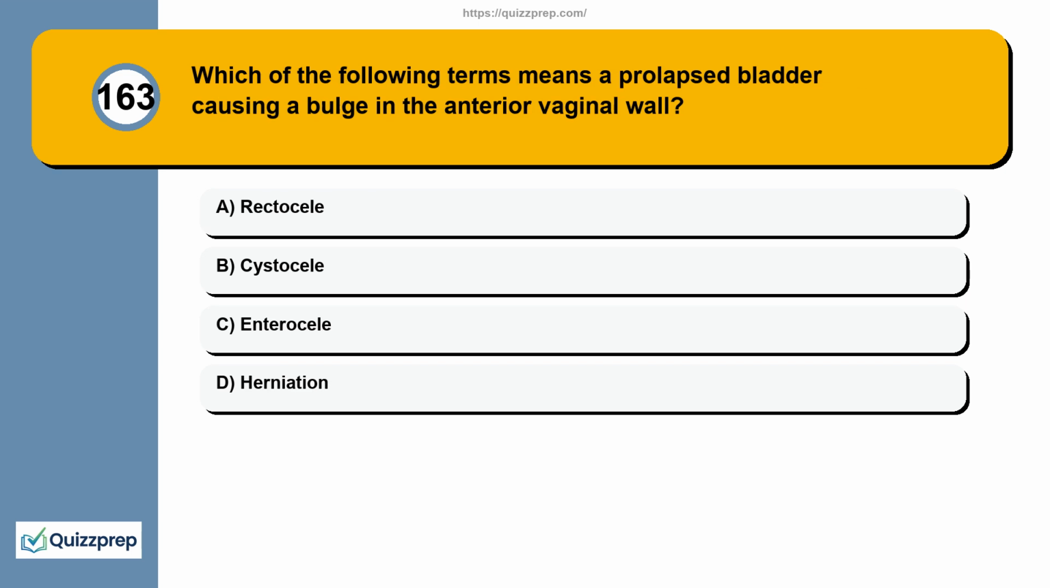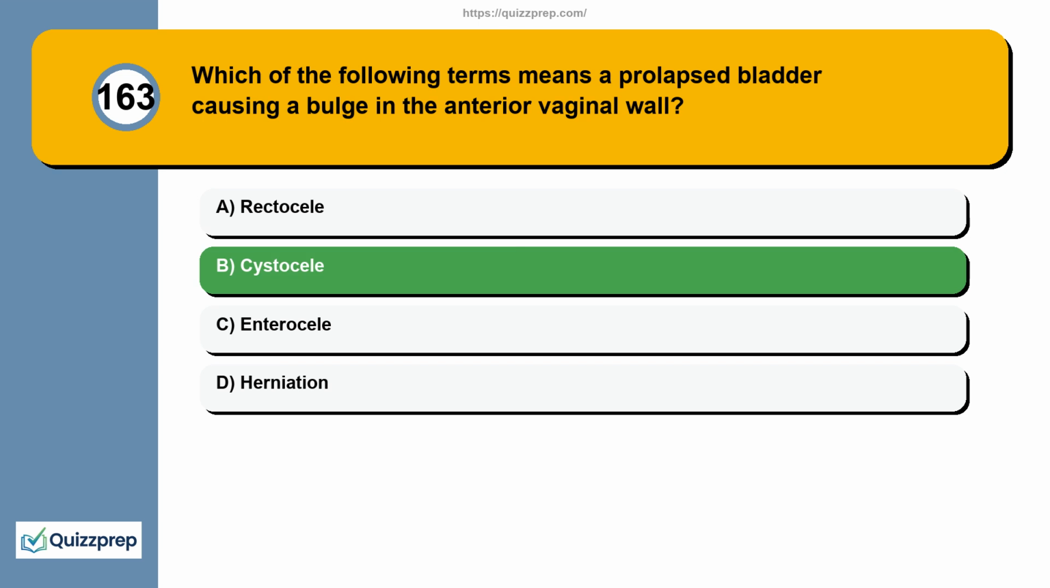Question 163. Which of the following terms means a prolapsed bladder causing a bulge in the anterior vaginal wall? Option A, rectocele. Option B, cystocele. Option C, enterocele. Option D, herniation. The correct answer is option B, cystocele.